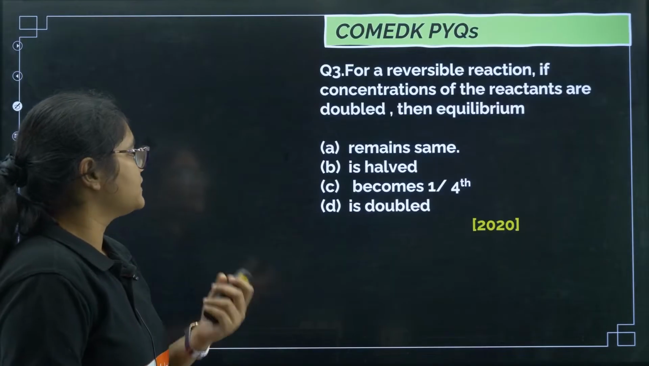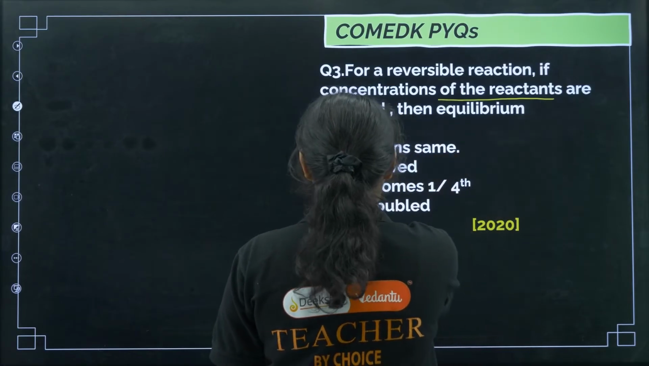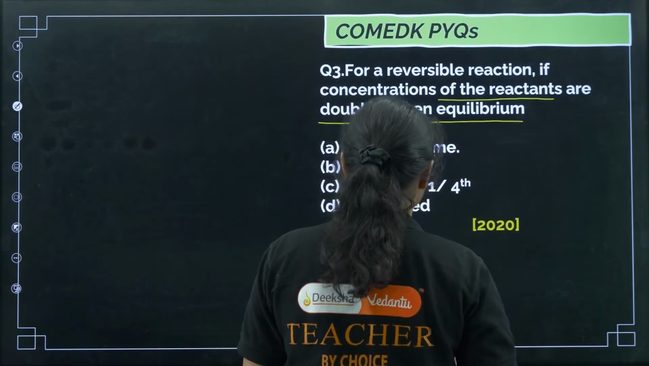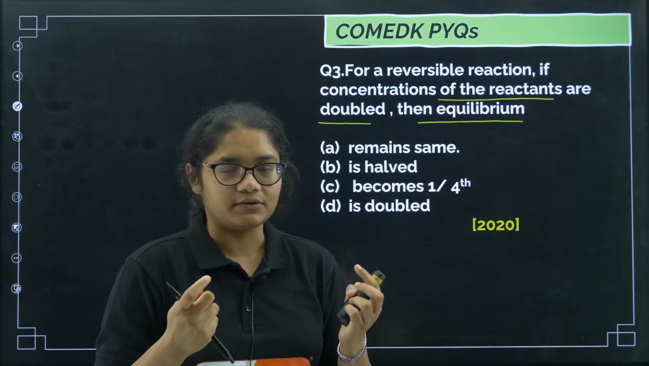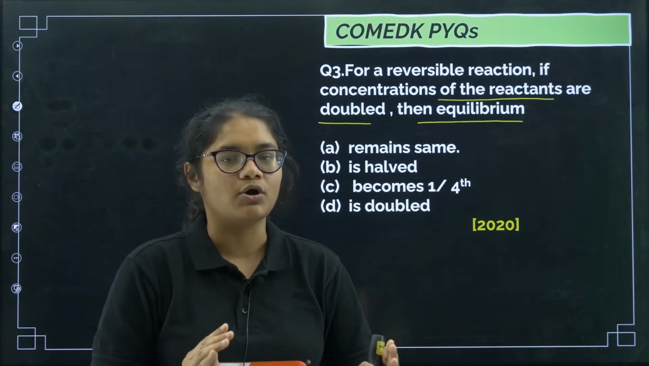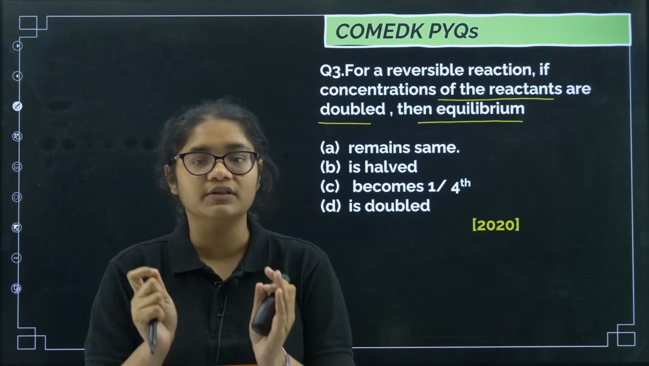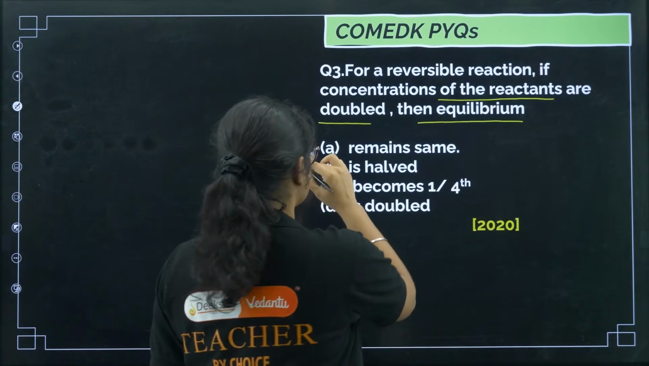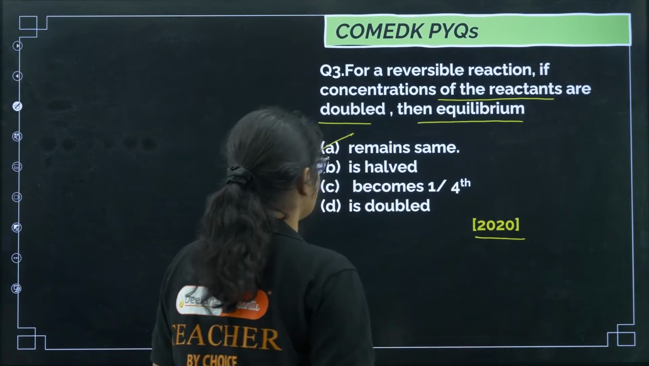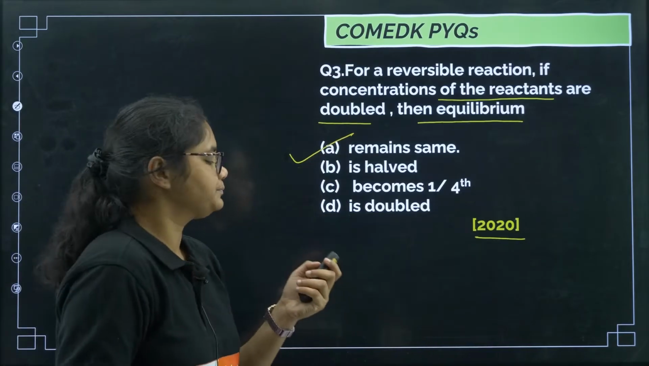Okay. Next question number 3. For a reversible reaction, if the concentrations of the reactants are doubled, then equilibrium constant. Again here also see, if you change the concentrations initially, then also the equilibrium constant will not change. It will be affected only by the concentrations of the reactants and products at equilibrium, right? So that is why here also it remains the same. Question 2020, option number A is the correct answer. This is Comet K PYQ.